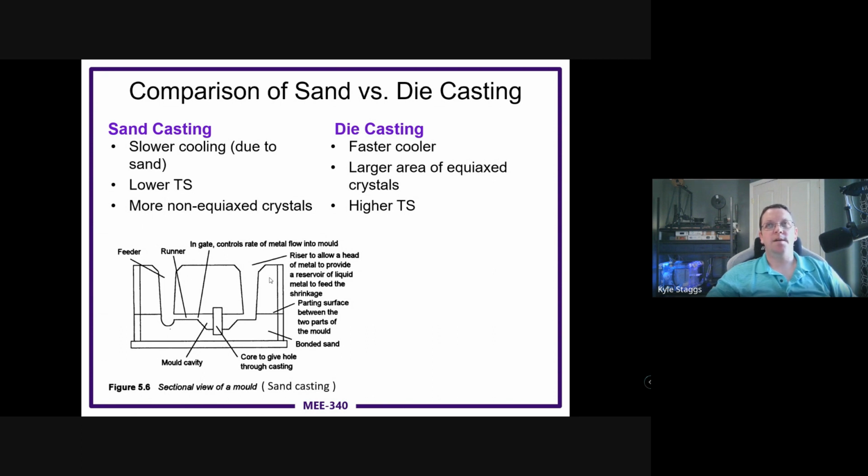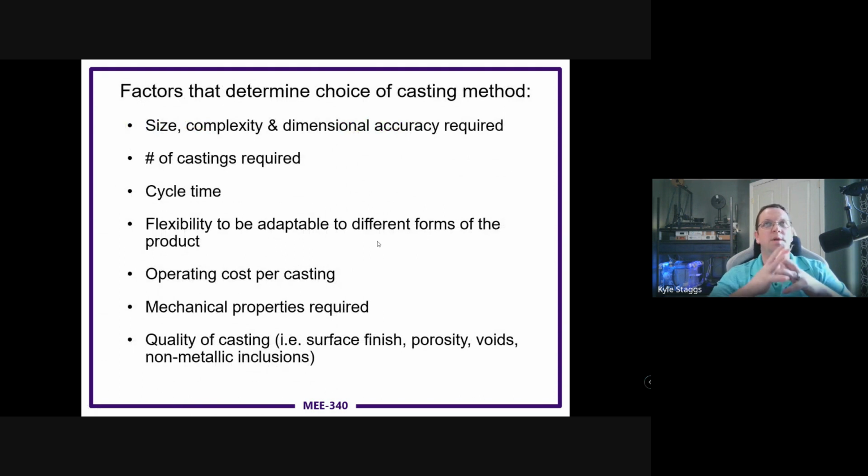So the die casting is a little bit faster to cool because you can actively cool the die itself, and you can also actively heat the die, so a lot higher tensile strength. So this works great for low melt or even high temperature. So cast iron and things that can be very high temperature, these are great for sand casting. You wouldn't want to try and die cast those. It just doesn't make sense.